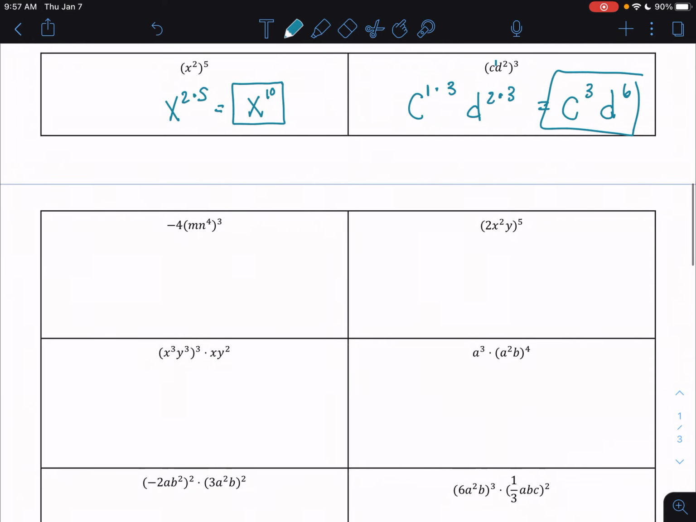All right, scroll down here. Let's go on to our next problem. So here we have a coefficient of 4, but this one is outside of the parentheses. Because it's outside, our exponent isn't going to apply to it. So we would just have -4. And now our exponent will apply to the things that are on the inside. So we would have m to the 1 times 3, and then n to the 4 times 3. So you would have -4 m to the 3rd times n to the 12th.